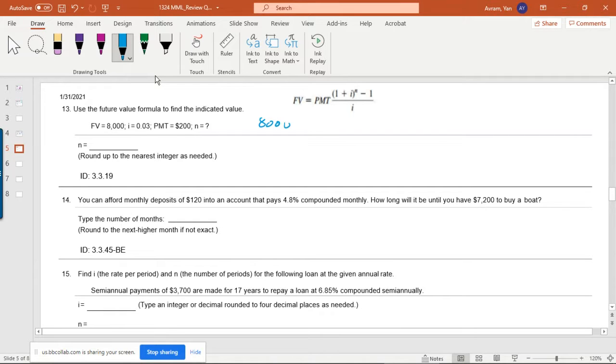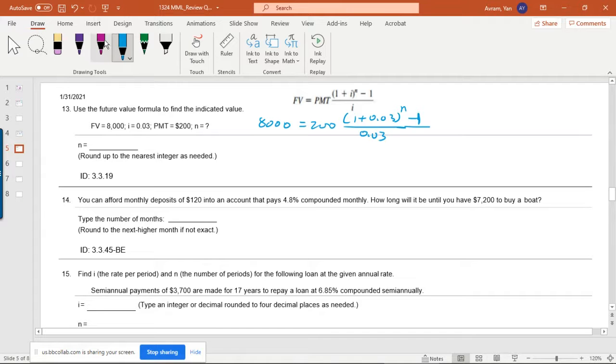Future value here is 8,000. All right, payment here is 200. We have everything here. I here is 0.03, right? So we have a 1 plus 0.03 to the n. N is unknown. N is the one we need to find out. Okay, so everything is known except the n. So we can calculate this one right here.